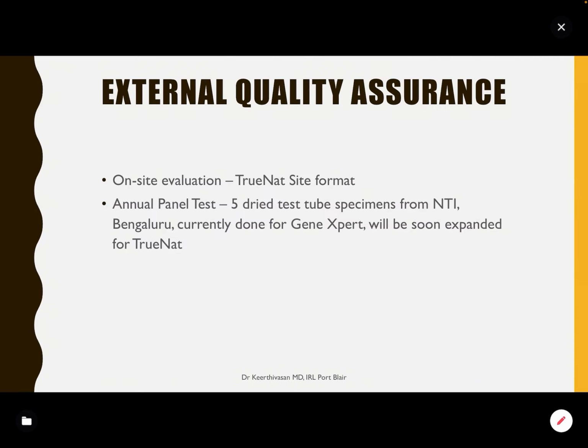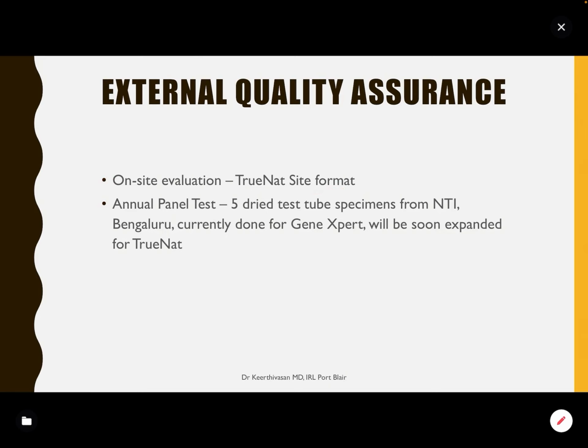Now coming to external quality assurance, you're already aware that we have a very robust program for external quality assurance for sputum microscopy. Similarly, there is a new initiative for these NAT sites and NAT tests also. Here also we have one on-site evaluation of TrueNat site. There is a format for that, we'll discuss that. And there is also a panel test, like we have the 5 slide panel test.